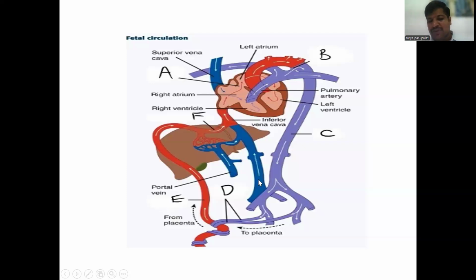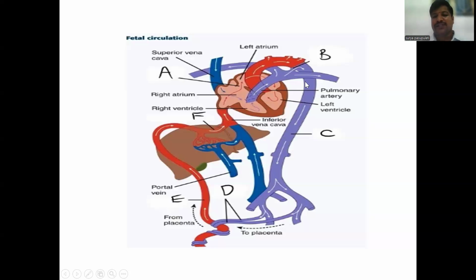The inferior vena cava already carries the deoxygenated blood from the lower parts of the fetus, and here the blood is mixed. The oxygenated blood from the umbilical vein and the deoxygenated blood from the inferior vena cava are mixed, and this mixed blood drains into the right atrium. Normally the blood from the right atrium should move into the right ventricle, then to the pulmonary arteries, and from the pulmonary arteries to the lungs.